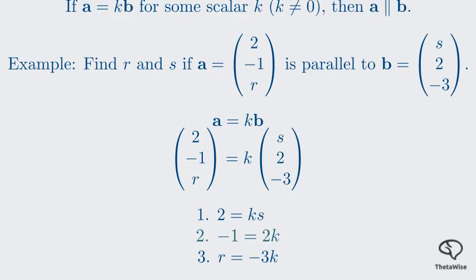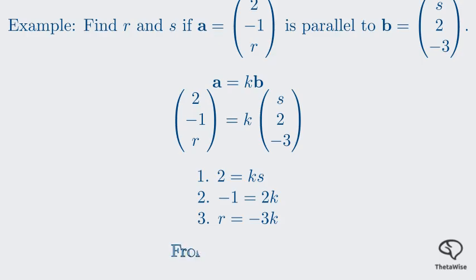The second equation is key because it contains only one unknown, k. We can solve it directly. Dividing by 2, we find that the scalar k is negative 1/2. This means vector A is half the length of vector B and points in the opposite direction.